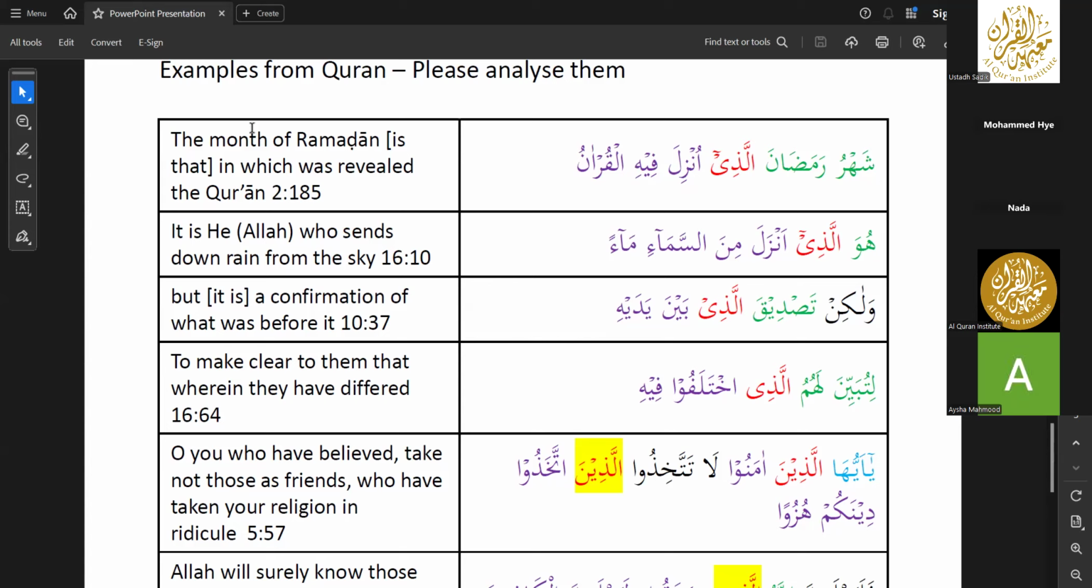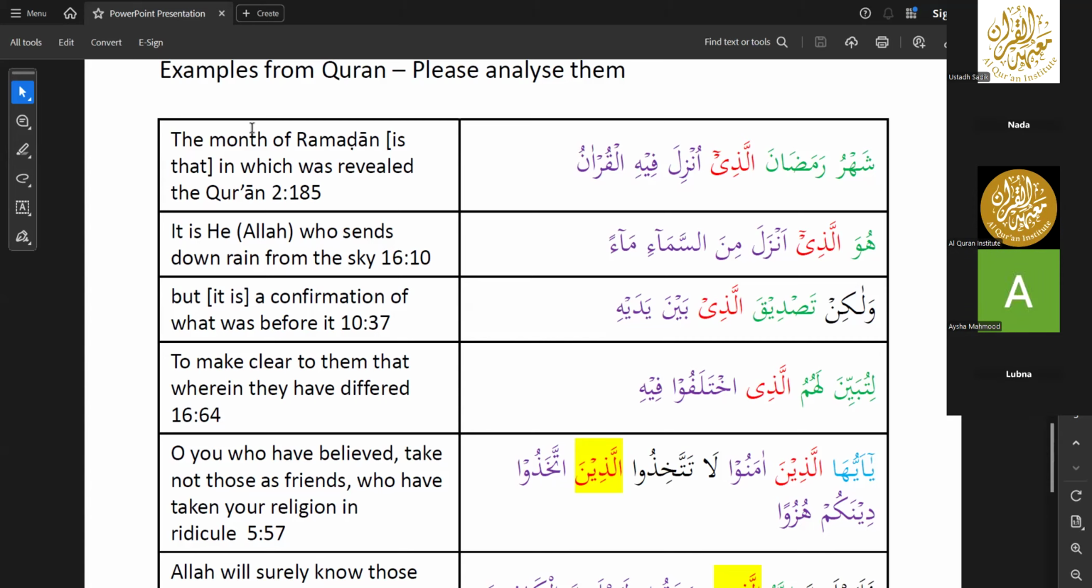Now my head is about to explode because this is a Mawsul. Silatul Mawsul was so easy for me an hour ago, but now many things came up. Okay, I will help you. Tasdika alladhi baina yadayhi. Okay, tasdika. Is it a fail or ism?